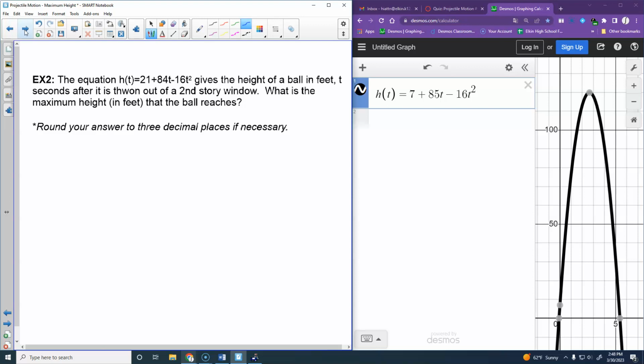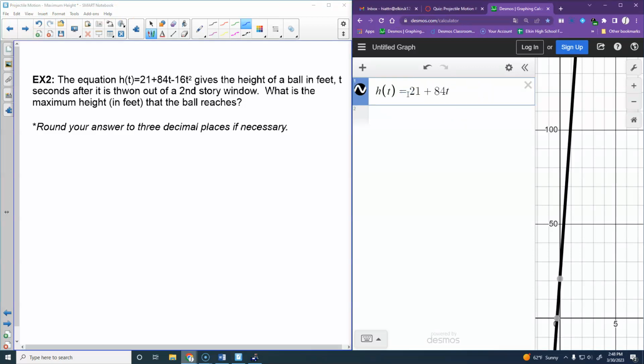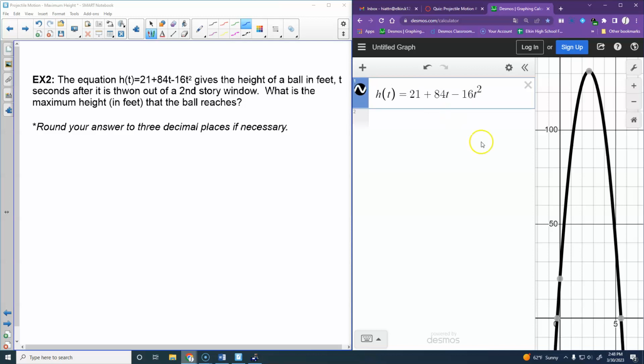Okay, this one gives us the equation. It gives the height of a ball in feet, t seconds after it is thrown, that should say thrown, not the one, out of a second story window. What is the maximum height in feet that the ball reaches? We don't even have to think about the equation for this one. It's given to us, right? We're just going to go over here and type it in. Then we look at our maximum point.